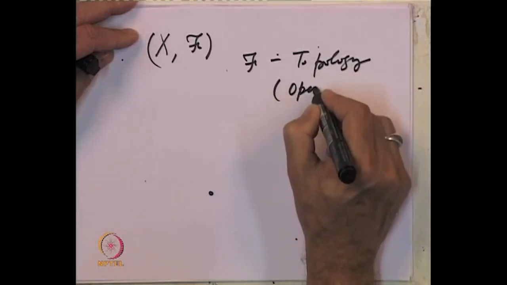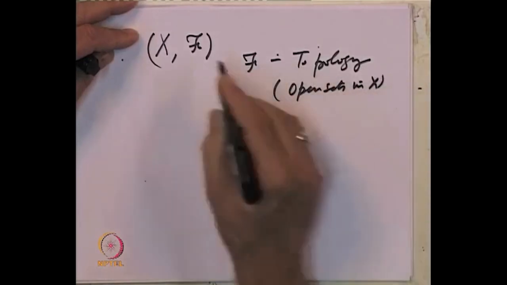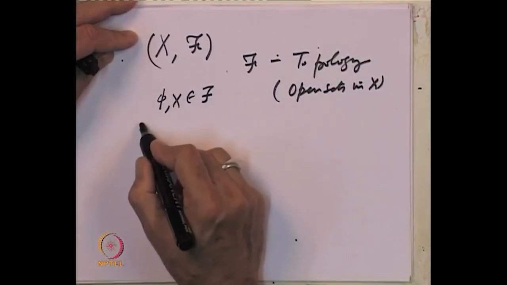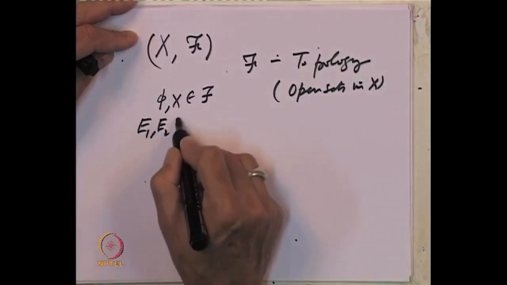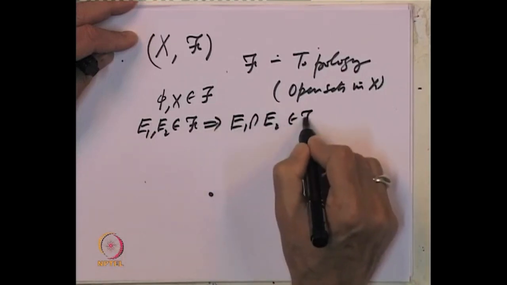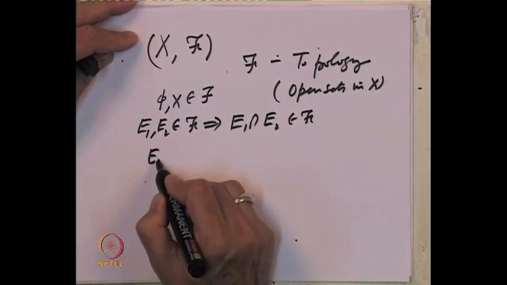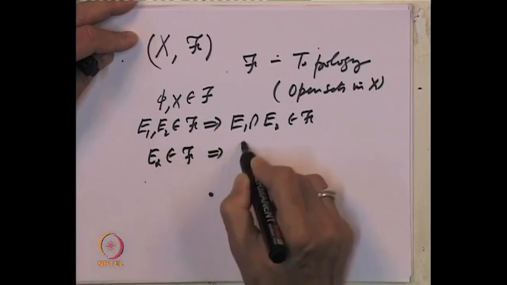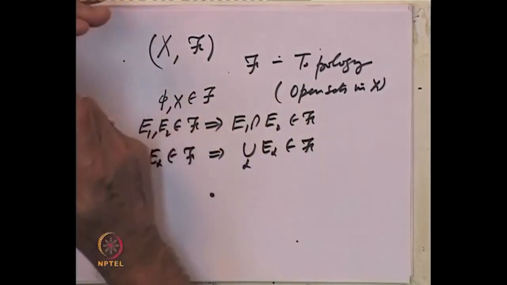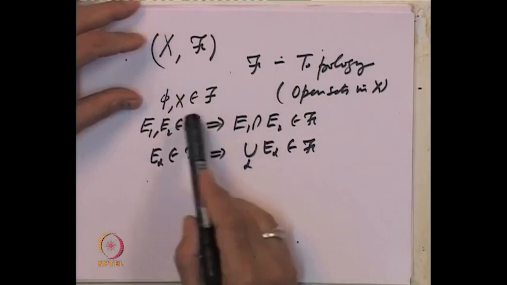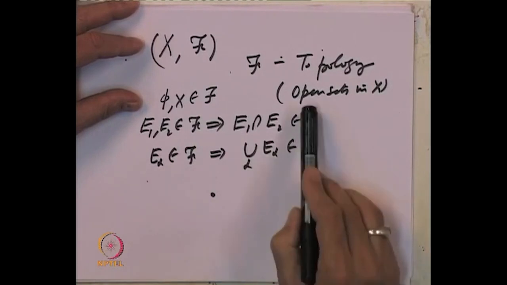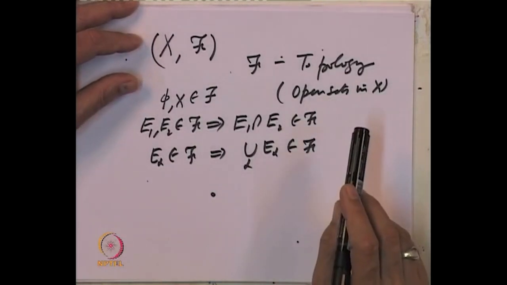It is a collection of open sets in X, and this is a collection which has some properties, namely the empty set and the whole space belong to it. And if two sets E1 and E2 belong to F, then E1 intersection E2 belongs to F. And if E alpha is a collection of sets in F, then the union of the E alphas belongs to F. So, a topology is a collection of subsets of a set X such that the empty set belongs to it, it is closed under finite intersections and closed under arbitrary unions. And such a collection of sets are called open sets.